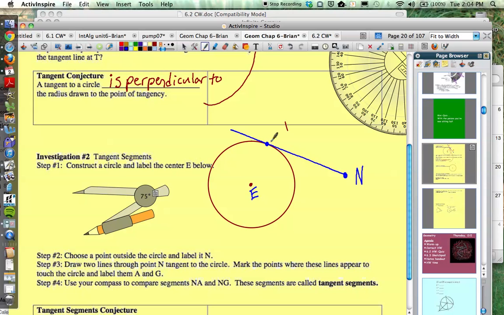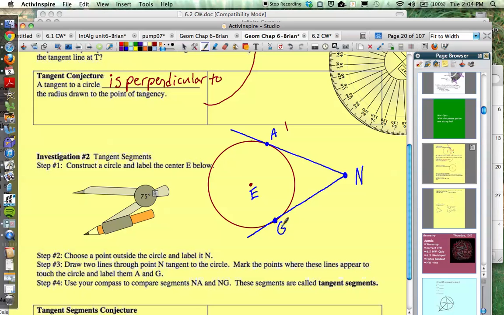And then do the same thing, because if you look down at the bottom, you should be able to also draw another tangent from that point. And sometimes it's hard to get the exact point of tangency, but something like that right there should be fine. So we're going to label them A and G according to the directions. And it says use your compass to compare the segments NA and NG. Now you could also take your ruler. The idea here is to compare their lengths.